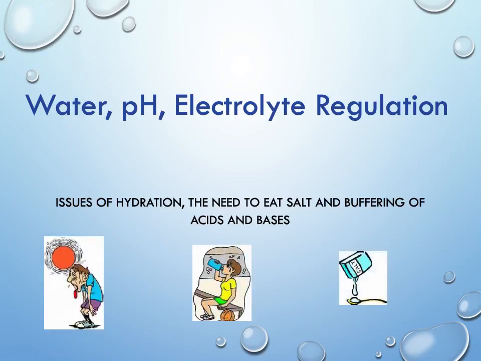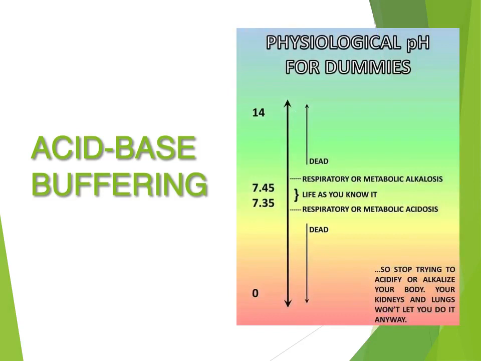So the last thing we're going to look at here is the idea of regulating pH within the body through the various buffering systems that we're going to be dealing with. When we look at the pH buffering within the body, we have to remember a very simple thing.